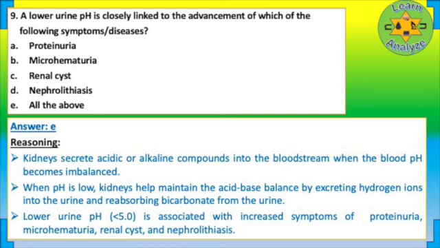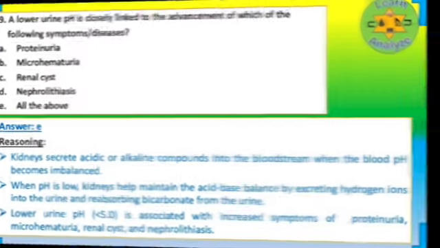The answer is E, because kidneys secrete acidic or alkaline compounds into the bloodstream when the blood pH becomes imbalanced. When pH is low, kidneys help maintain the acid-base balance by excreting hydrogen ions into the urine and reabsorbing bicarbonate from the urine. Lower urine pH is associated with increased symptoms of proteinuria, microhematuria, renal cyst, and nephrolithiasis.